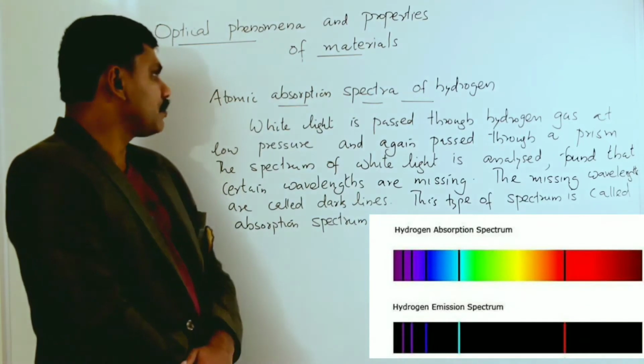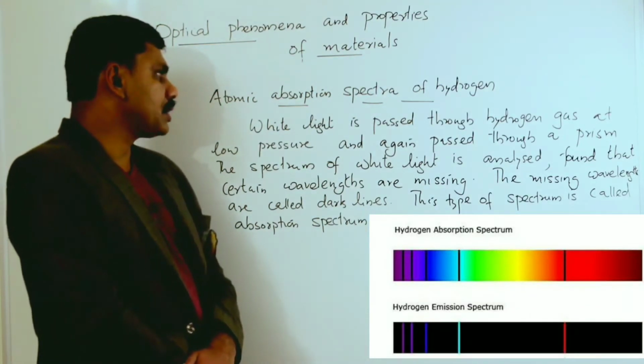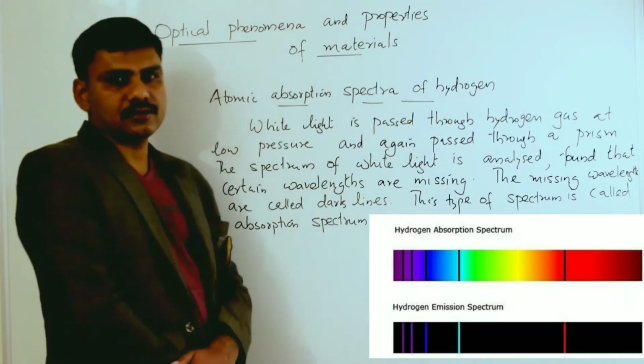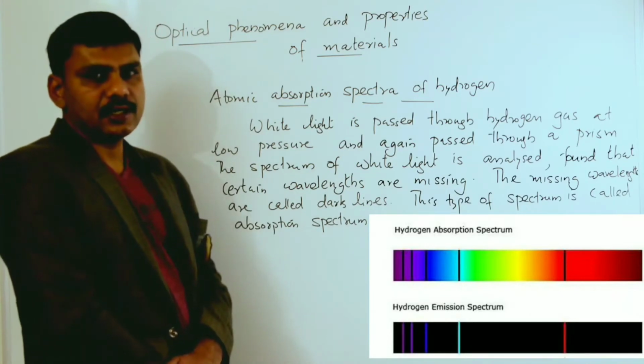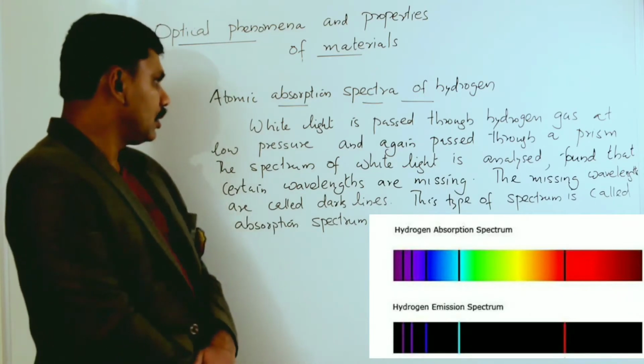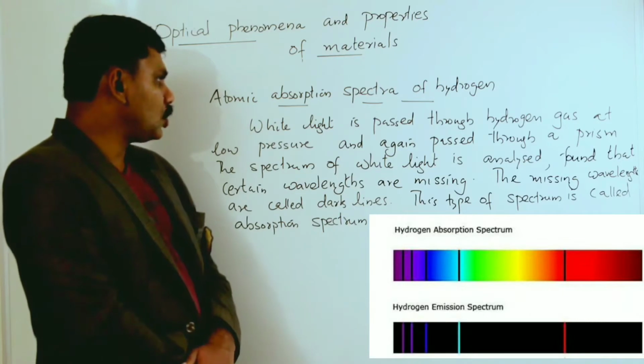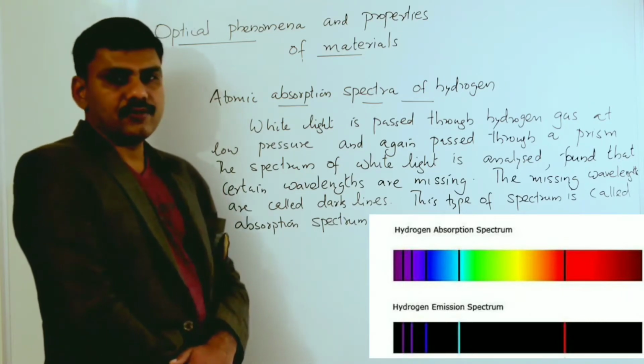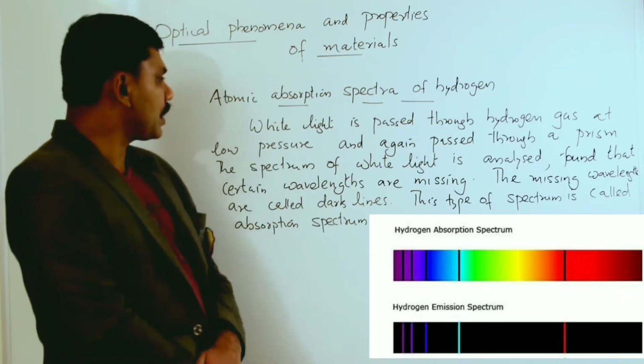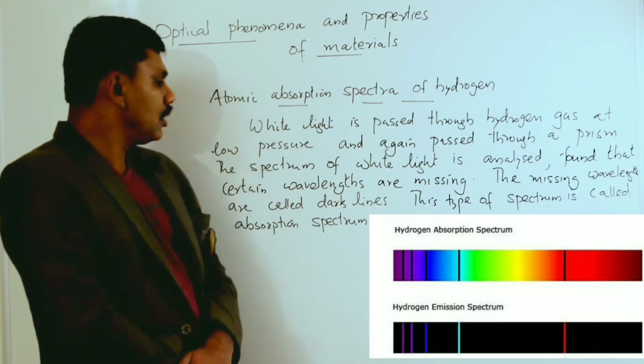Here I am explaining the atomic absorption spectrum of hydrogen, because hydrogen is the smallest element. What is an atomic absorption spectrum? What is the difference between line emission spectra and absorption spectra?